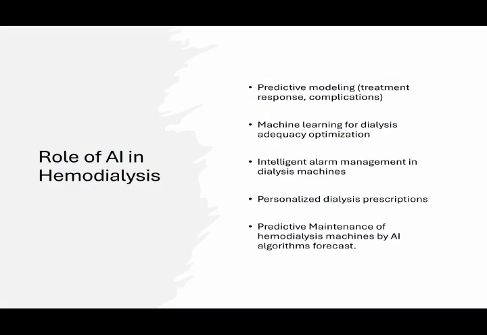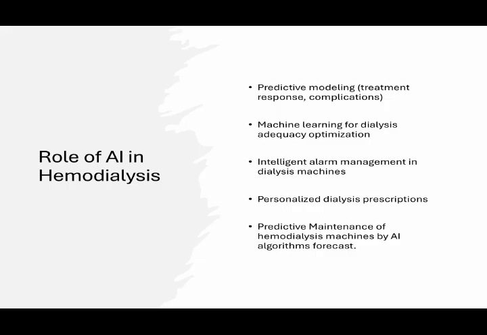Then coming to the role of AI in hemodialysis, the most important one is predictive modeling of treatment and the complications during hemodialysis. Then machine learning for dialysis adequacy optimization, intelligent alarm management in the dialysis machine, personalization of dialysis prescriptions, which contain various parameters, and predictive maintenance of the hemodialysis machine by AI forecasting.